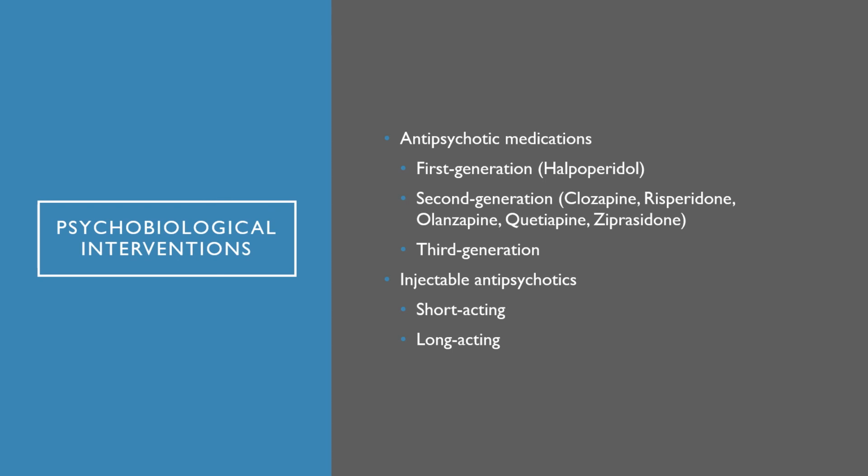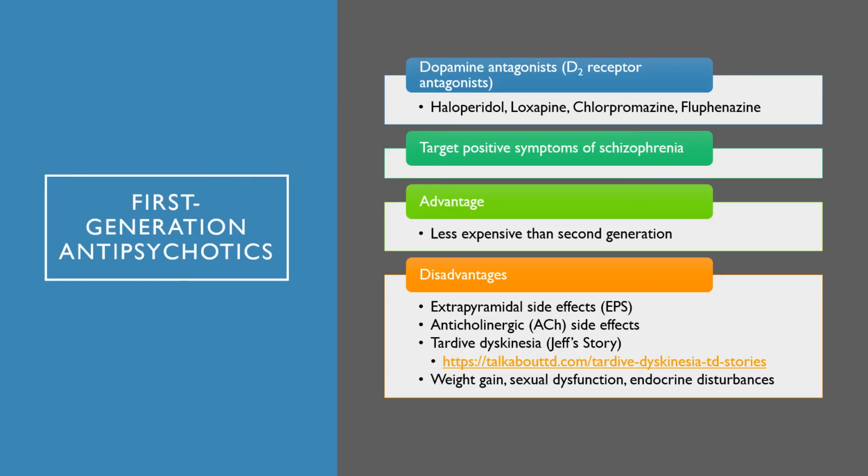A lot of times if they immediately stop them, they may have some dizziness, tremors, insomnia, anxiety type symptoms. So if we gradually discontinue them, hopefully they don't have those side effects, or it minimizes those side effects. First generation antipsychotics are those dopamine antagonists, which is our haloperidol, loxapine, chlorpromazine, and fluphenazine.